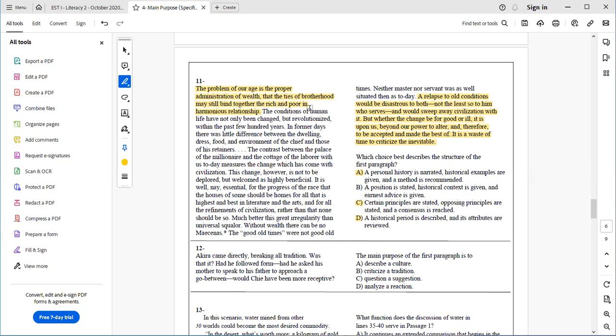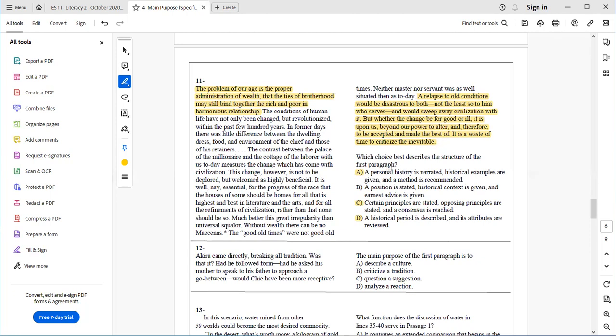Disastrous to both means the rich and the poor, not the least so to him who served, and would sweep away civilization with it. But whether the change be for good or ill, it's upon us, beyond our power to alter, and therefore to be accepted and made the best of. It's a waste of time to criticize the inevitable.